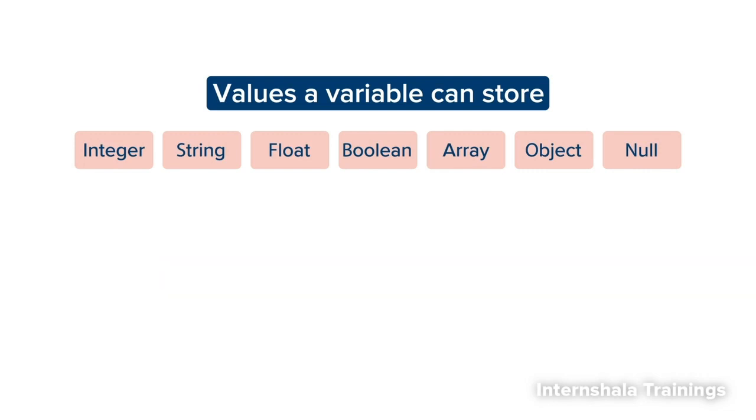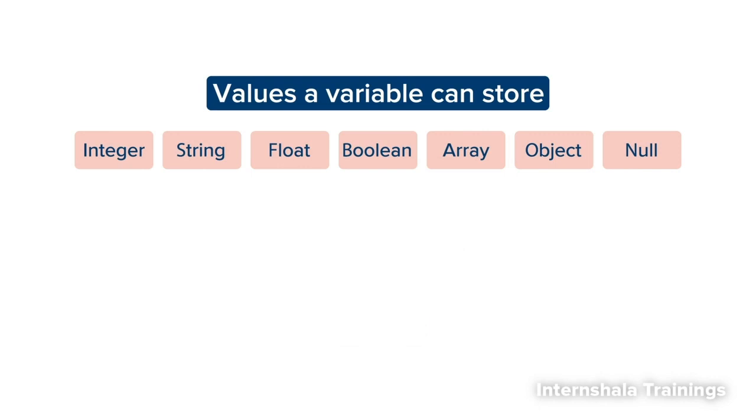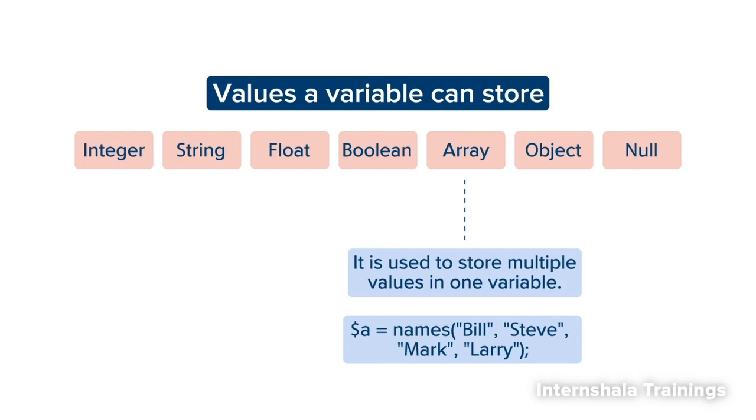Then, we can have a Boolean value which can either be true or false. For example, is Delhi the capital of India? Its answer will be a Boolean value that can only be true or false. Next, we have an array which is used to store multiple values of the same data type in one variable. Example, here we have the name of the array as names, which has the values Bill, Steve, Mark and Larry.